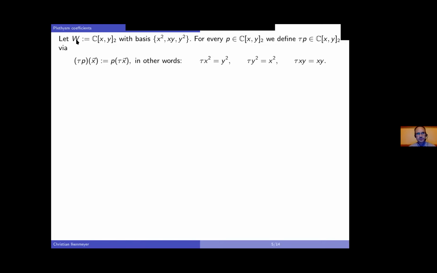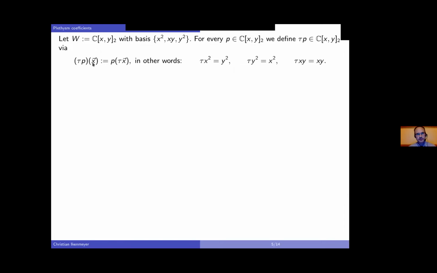Right, so W is a 3-dimensional vector space now, and you can define in a natural way an action of your group on this space, your group with 2 elements. You just want to define, if somebody gives you a polynomial p, what is tau p? The identity should not change p, of course, but what does tau p do? You define tau p by its evaluation on any vector x.